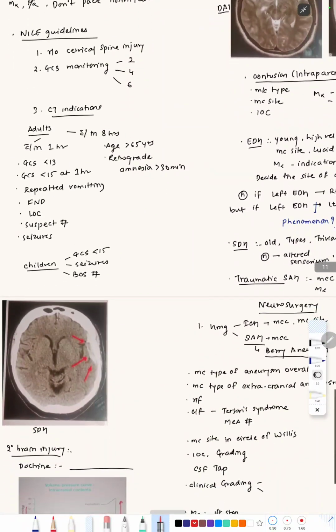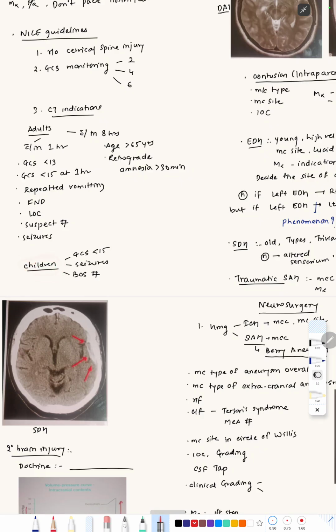Then, what are the indications for non-contrast CT? So indications for non-contrast CT in adults within 1 hour are GCS less than or equal to 13 at any time, GCS less than 15 at 2 hours, repeated vomiting, focal neurological deficits, loss of consciousness. If you suspect depressed fracture, open fracture, or base of skull fracture, then post-traumatic seizures. Within 8 hours, you have to go for NCCT if the age is more than 65, or retrograde amnesia is present for more than 30 minutes.